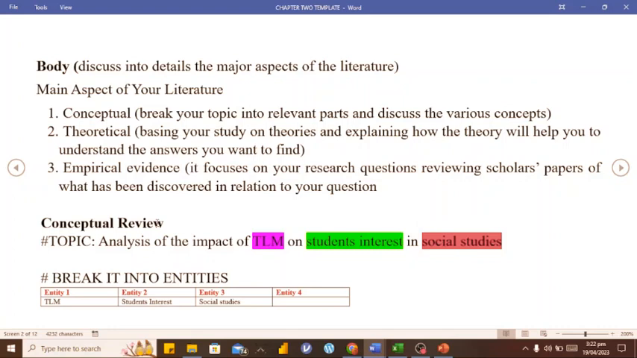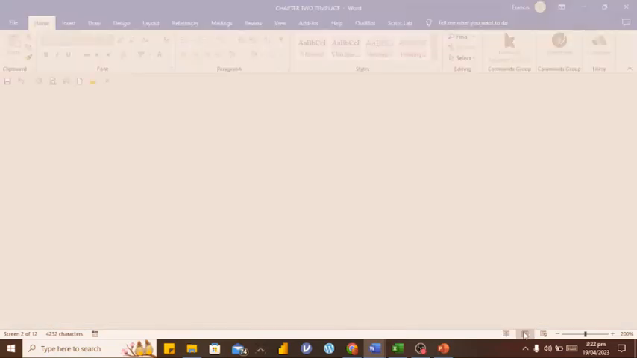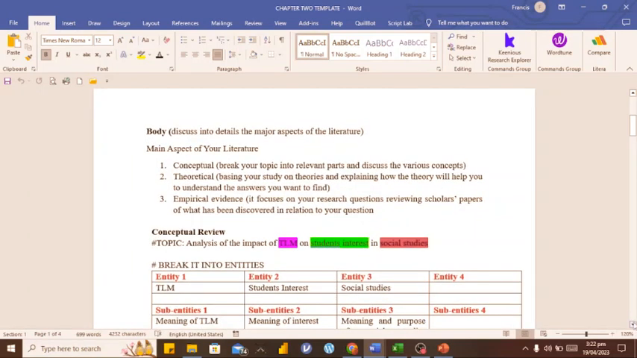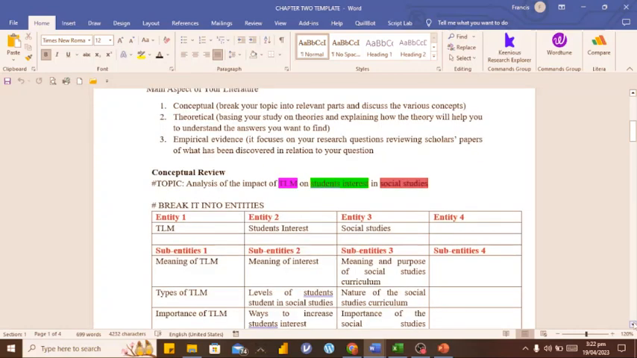So now let's move to the practical aspect, and let me do this in such a way that you begin to see it well. With this one, we have the conceptual review. With the conceptual review, the first thing is that you come out with your topic. Let's say, for example, my topic is analysis of the impact of TLM on students' interest in social studies.